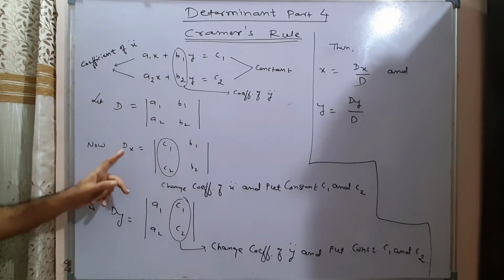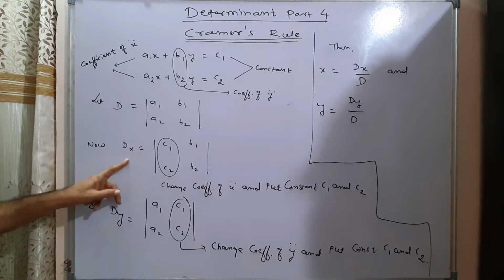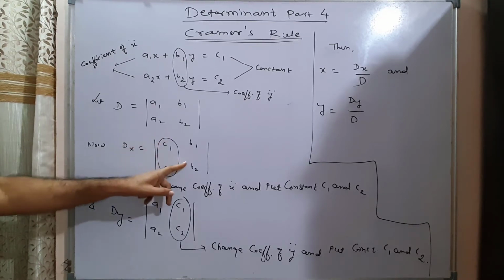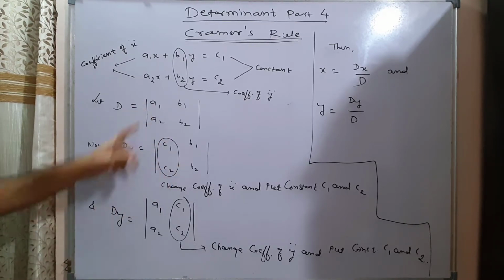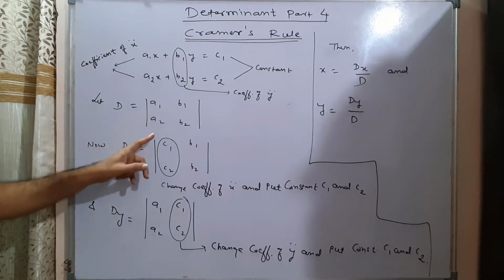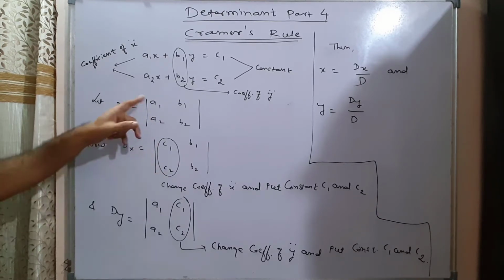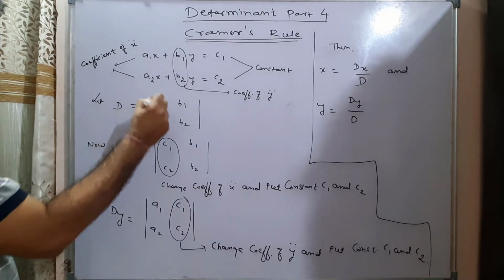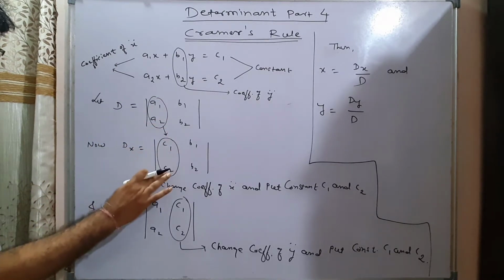Now, we have to create another determinant. We say it is dx. So dx is equal to, again, a determinant where instead of a1, a2, we have to put the constants c1 and c2. Instead of this coefficient, we have to substitute the constants c1, c2.